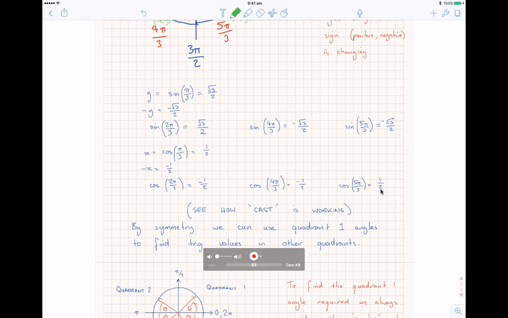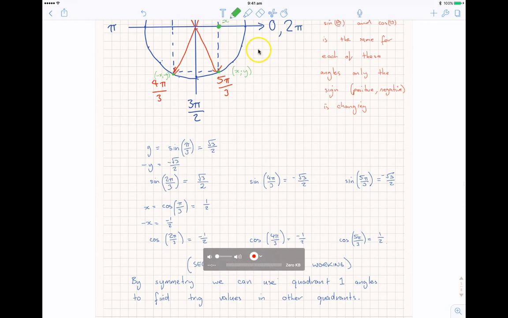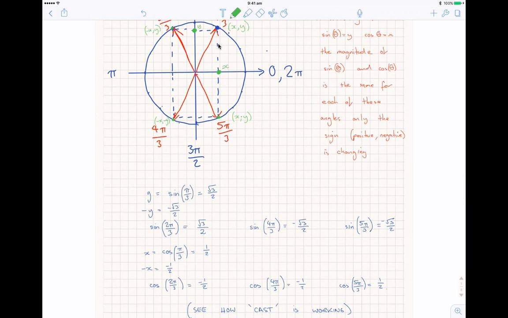So can you see how CAST is working in terms of that? So we see where we've got, I wish I could fit this on the one page, right?